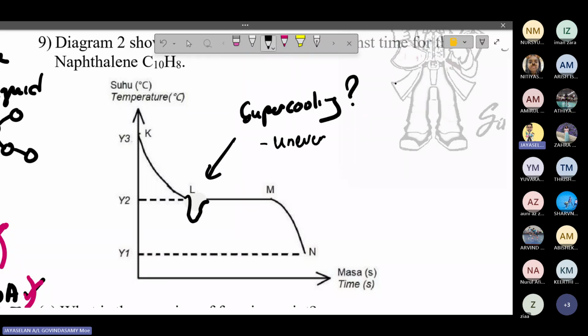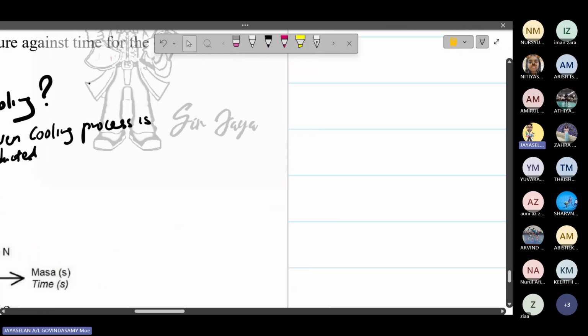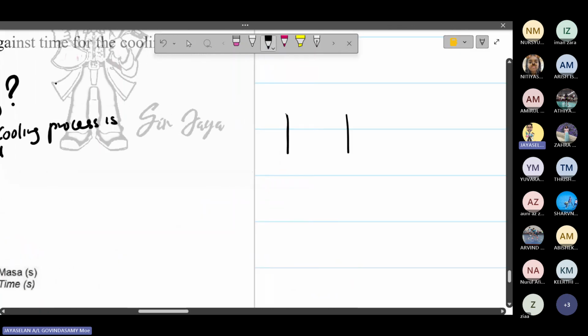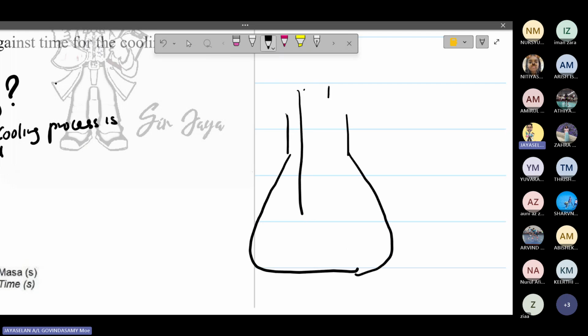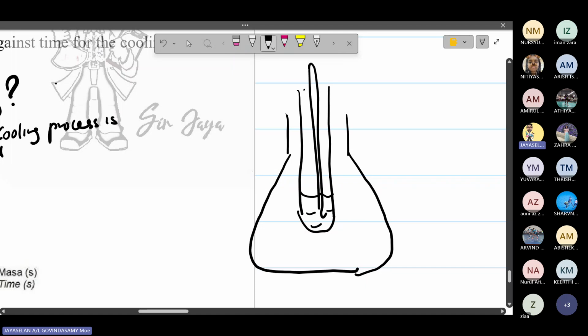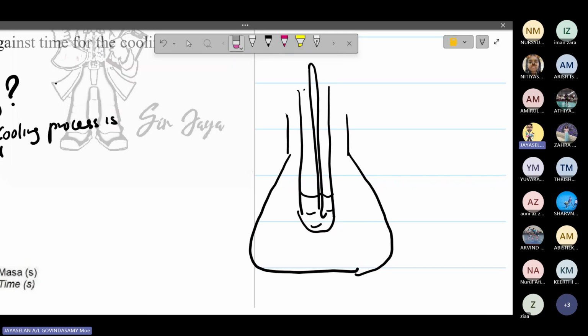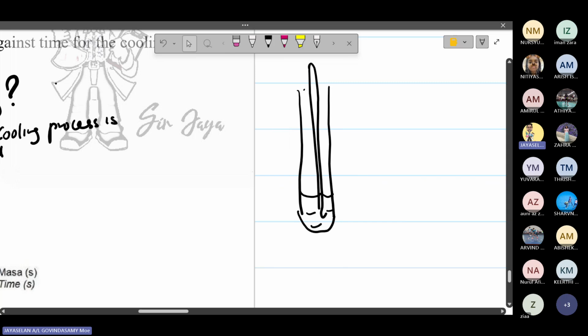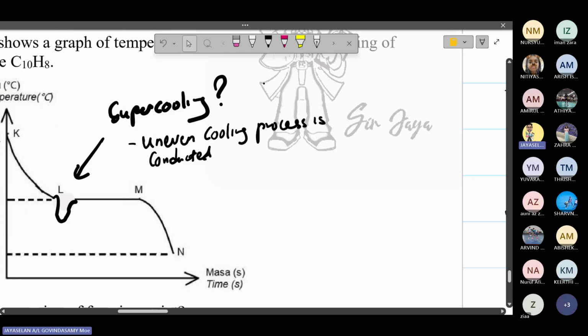Because of uneven cooling process. Cooling process is conducted unevenly. That means they did what? They put the liquid directly into the conical flask and cooled. How should it be done? We take the conical flask, we put the boiling tube in the conical flask with liquid. We heat it, then we cool it. This is the cooling process, to prevent wind. So the student didn't use the conical flask. So your answer: uneven cooling process is conducted.